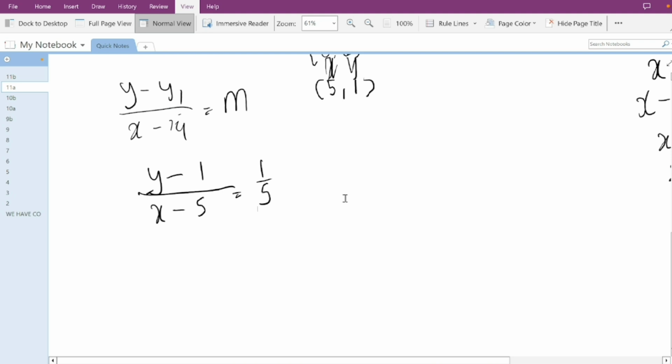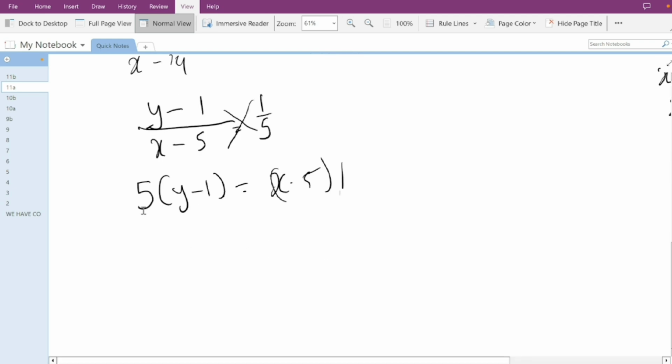Now here we cross multiply. We have y minus 1 times 5. Be careful here: 5 into open bracket y minus 1. Be very careful here. This 5 affects everything on this upper part, which is the numerator, which is y minus 1, equals, anything on the other side times 1 is that number. So x minus 5 times 1 is x minus 5. We can still leave it in bracket. So we have 5 times y is 5y. Then 5 times minus 1 will be minus 5, equals x minus 5 times 1 is x minus 5.